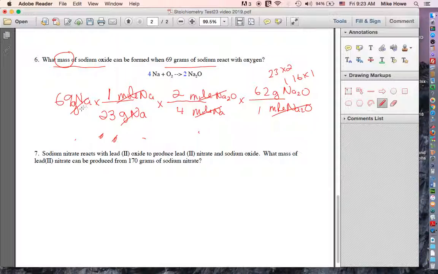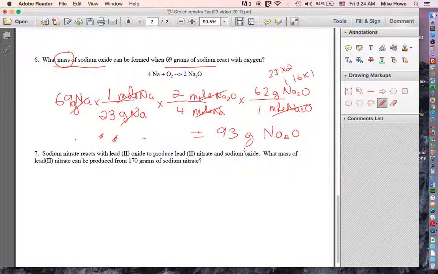To do the math, it's 69 times 1 times 2 times 62. So I'll do that on the side. 69 times 2, 1 times 2, I skipped the 1, times 62. I get 8,556. Now I'm going to divide by 23 and then divide again by 4. Divided by 23, divided by 4 equals. So my final answer is 93 grams of sodium oxide.